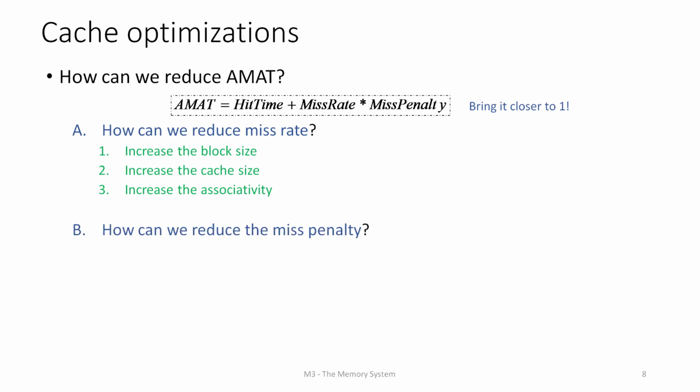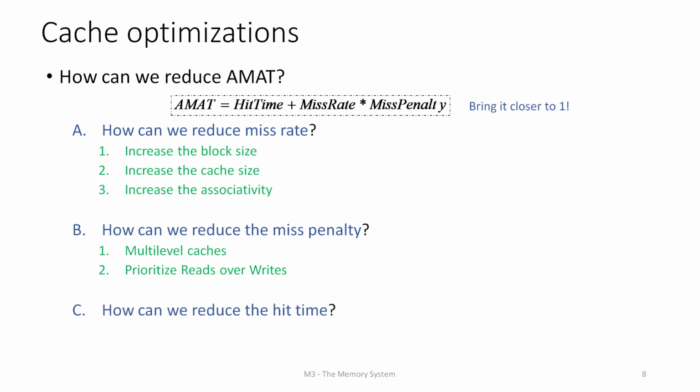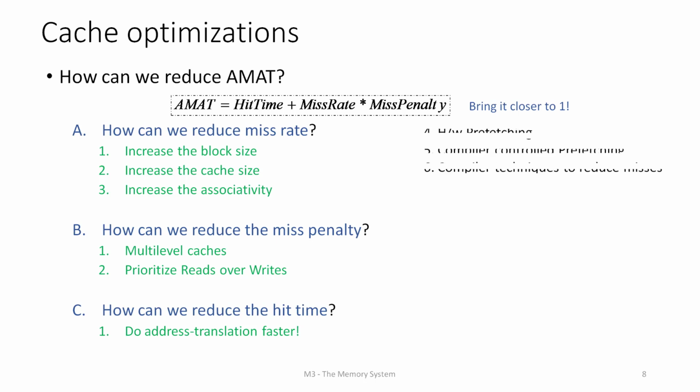For the second approach, we'll look at how to reduce miss penalty. There are two optimizations. One is multi-level caches. Second is prioritizing reads over writes. For the third approach, where we are looking at the hit time, we have one optimization, which is looking at the address translation and removing it from the critical path. These are the 6 basic optimizations that we are going to see now. Apart from this, there are 11 other cache optimizations.